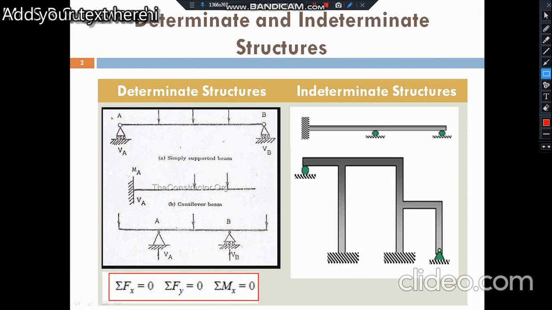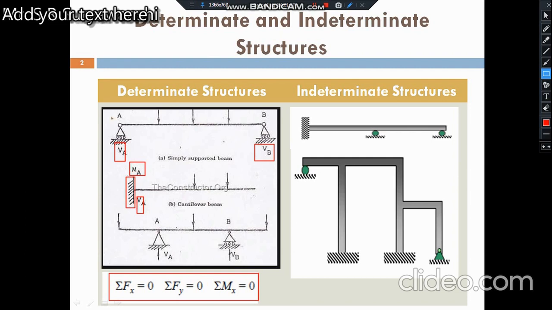So using only these three equations, if we are able to find all the reactions. Here the beam is a simply supported beam, there are two reactions, so we can find these two reactions using these three equations. Second case, the cantilever beam. At the fixed support we basically have three reactions, but there is no horizontal load, so only two unknowns, moment and vertical reaction. Again there are two unknown reactions that can easily be found using these three equations.